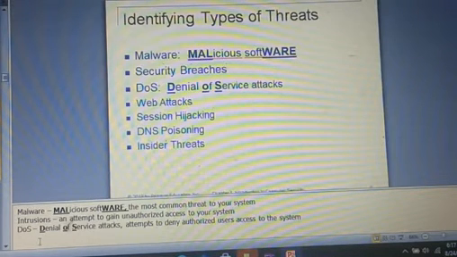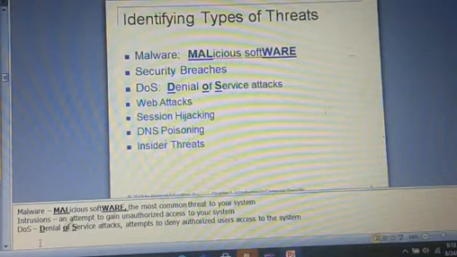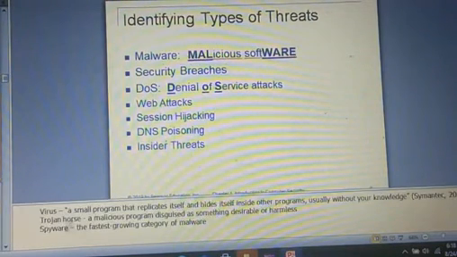And then we have DoS, denial of service attacks. For example, you want to make use of a particular website, and when you log on to the URL, that website tells you denial of service, meaning you cannot make use of it. And then we have web attacks, session hijacking, DNS poisoning, insider threat. All these are different types of threats that can be countered.